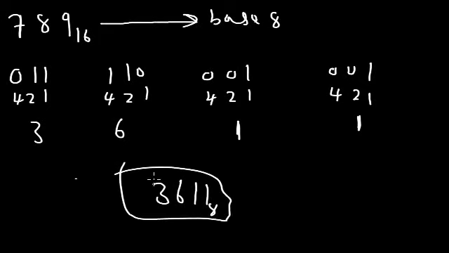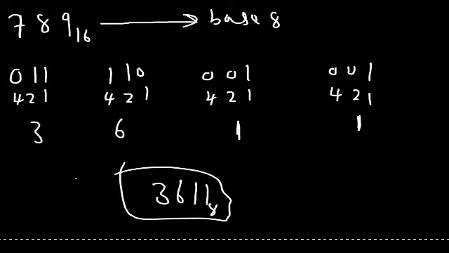So 789 in base 16 converted into base 8 is 3611. And that is how it works. Let's consider one more example for easy understanding.